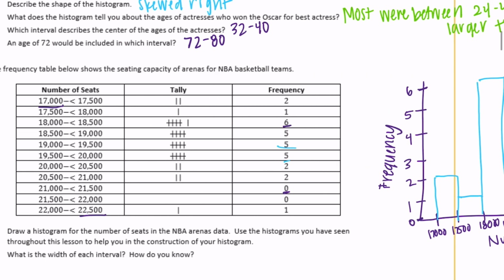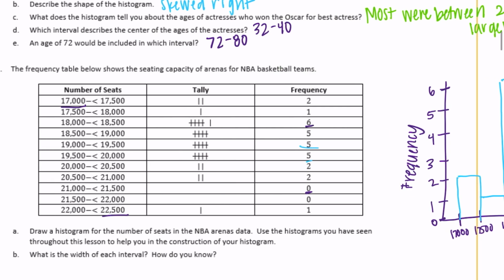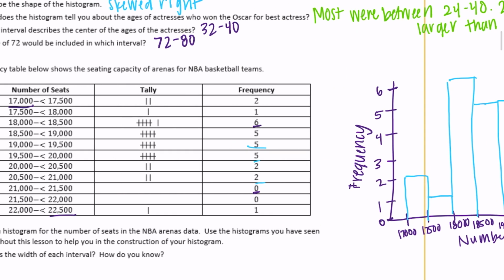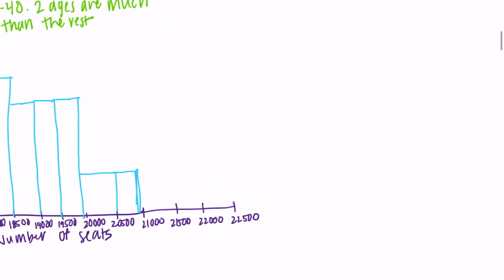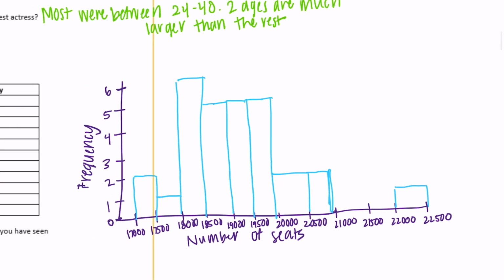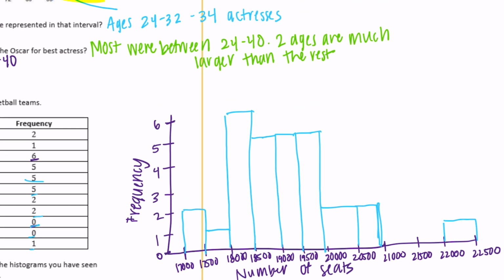20,000 to 20,500 is 2. 20,500 to 21,000 is also 2. 21,000 to 21,500 was 0. The next one was 0, and then 22,000 to 22,500 was 1. So there is our histogram. Let's give it a title. NBA arena capacity.